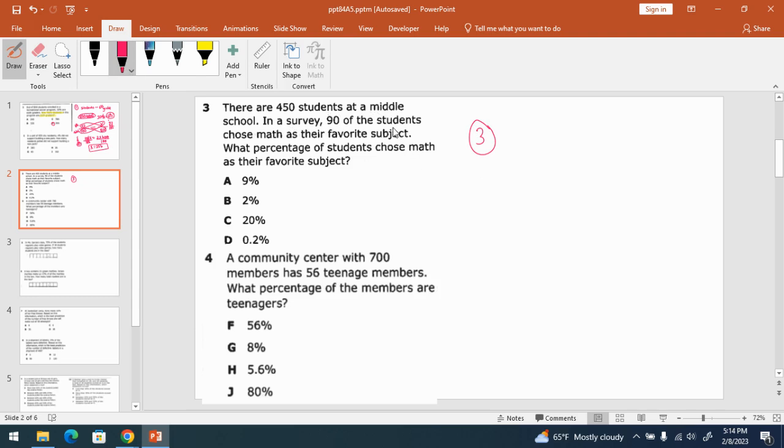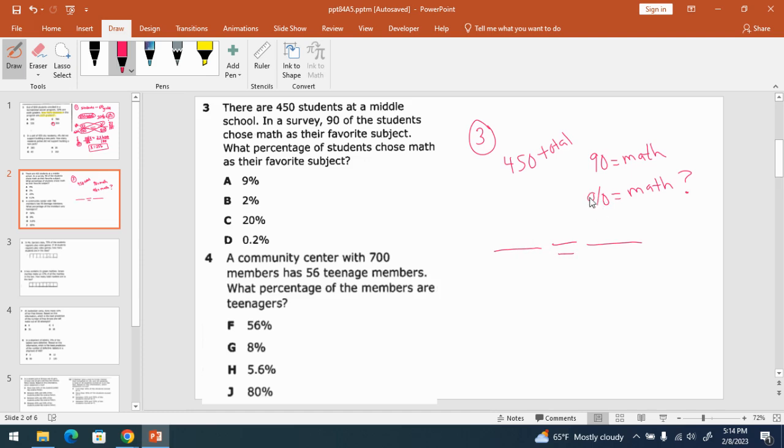There are 450 students at the middle school. So if there's 450 students at the middle school, again, this would be my total. 90 of the students chose math, so I know that 90 like math. And then they want to know the percentage that chose math. So this time they want to know the percent that is math. So this is the question now. The percent, that's math. So basically, I'm going to set up my proportion again.